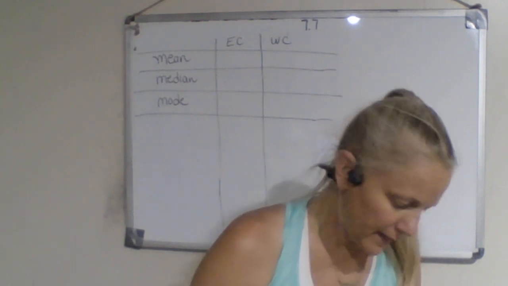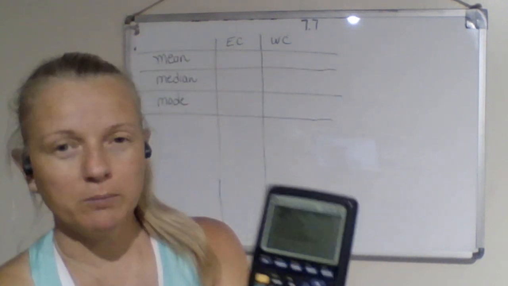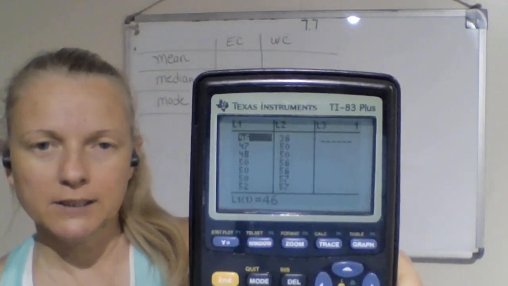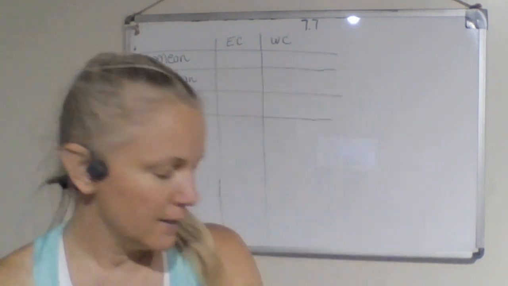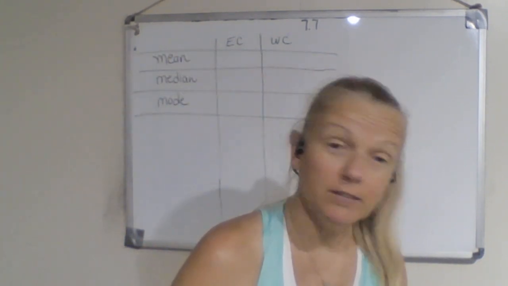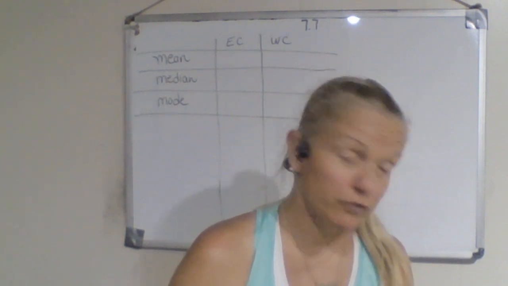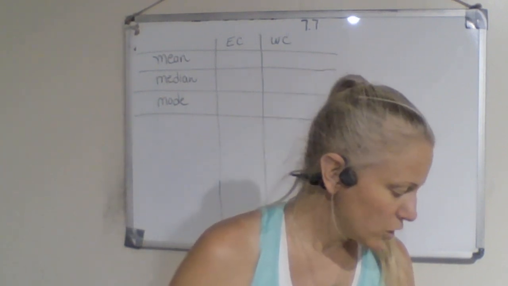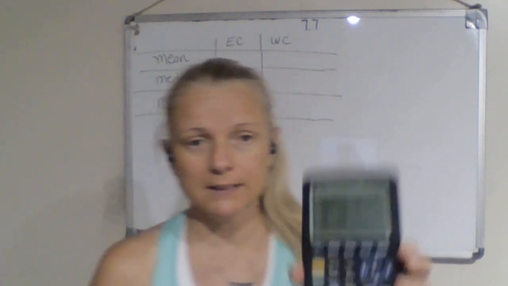So I went ahead to stats. I went ahead to my edit, and my list 1 and my list 2 are in there. Okay, we put L1, and believe it or not, there's 58 values on L1 and there's 59 values on L2. So we had a lot of work to do to plug all of these numbers in.